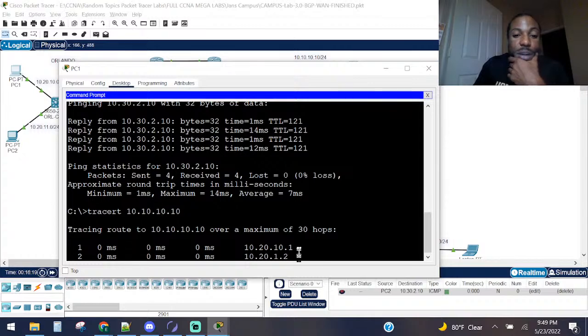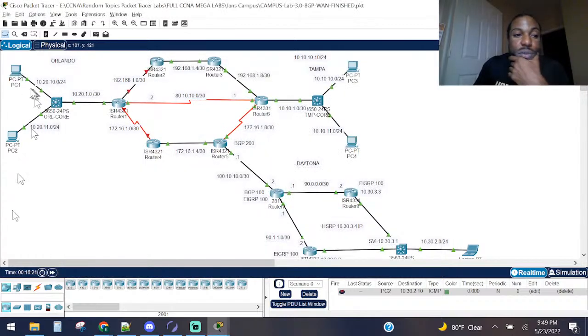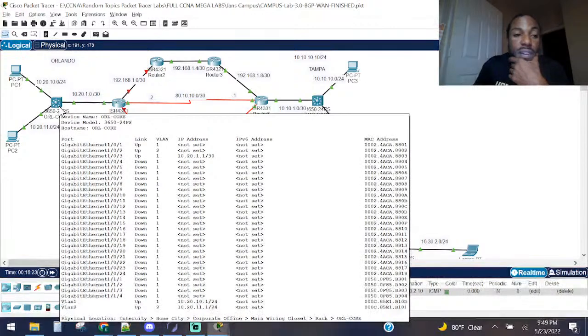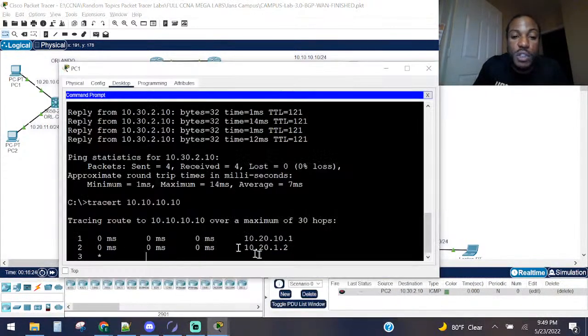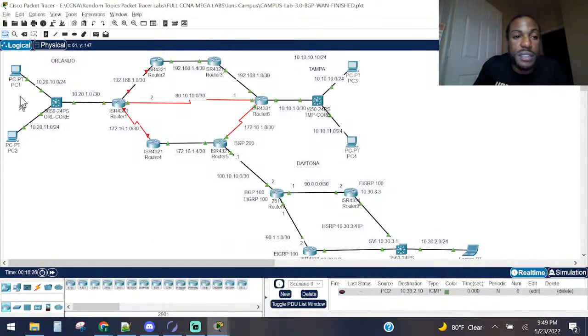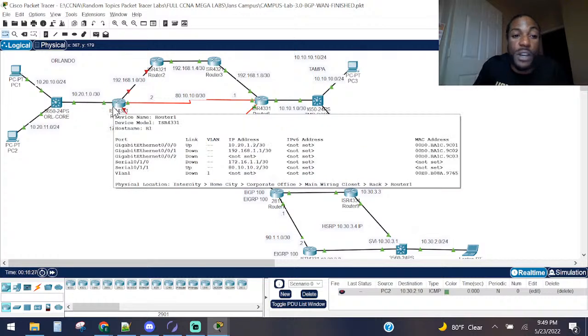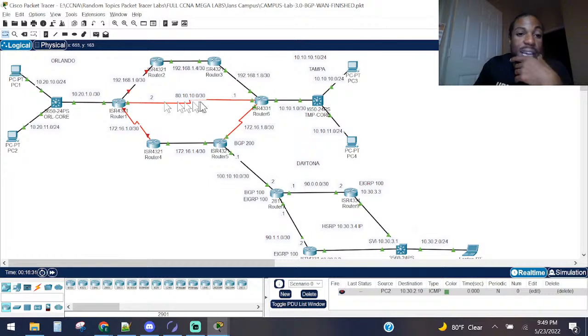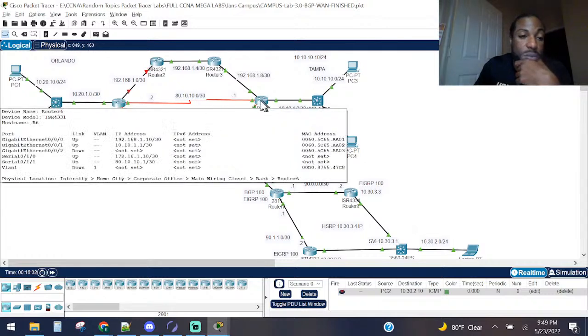Okay. First hop was 10.20.10.1, which is what? Boop, the default gateway right there. Next hop was 21.2, which was, boop, the next hop. After that, it dies. It does not know what to do, right? But I remember last time it died right over here. So that's what's weird to me.